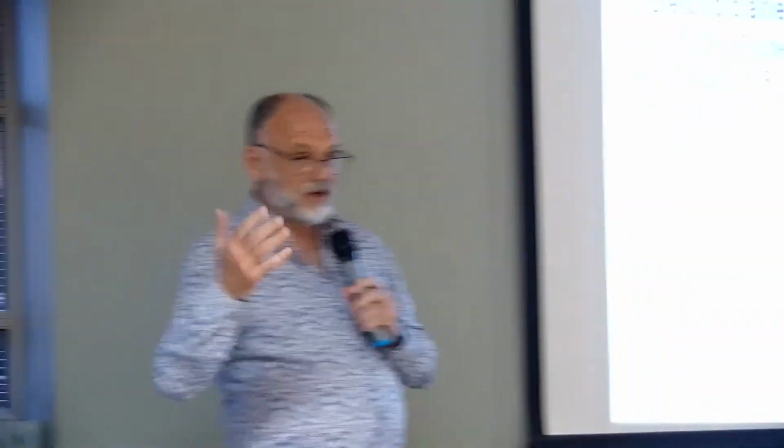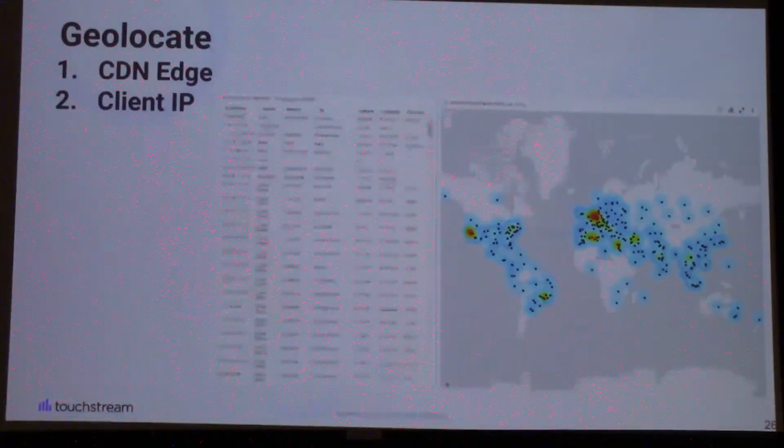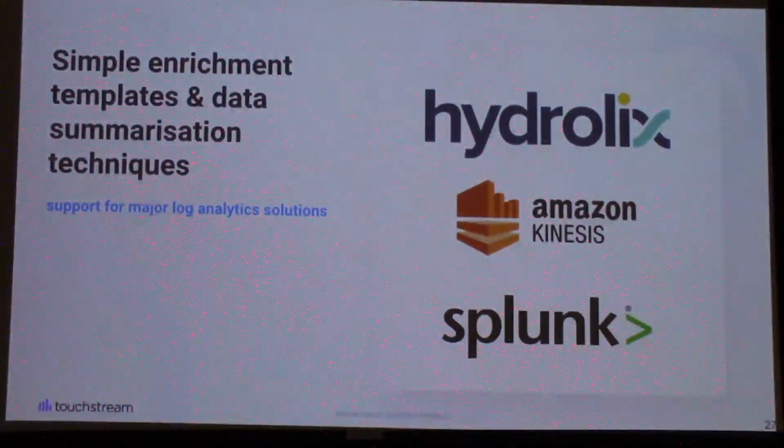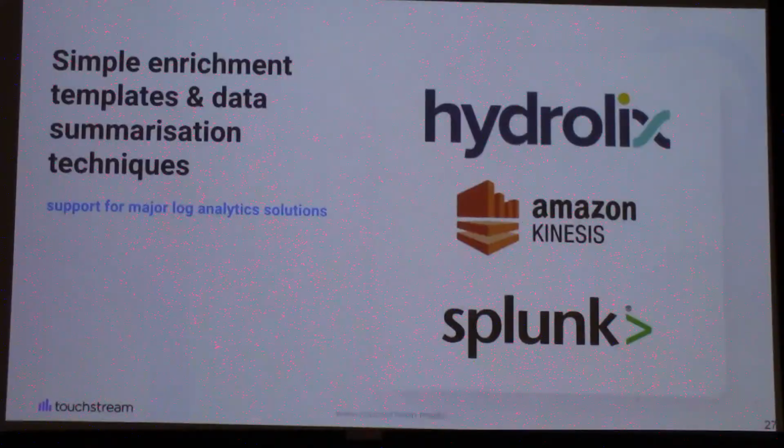And of course, geolocating data, you have to use a geodatabase, and what we think is important is you geolocate the CDN edge node and the client IP address. And once you've done those few little bits of enrichment, we have some really simple templates to do that in a couple of great tools: Hydraulics, Amazon Kinesis, and Splunk, which is a great general purpose tool, probably the best of the all singing, all dancing tools.